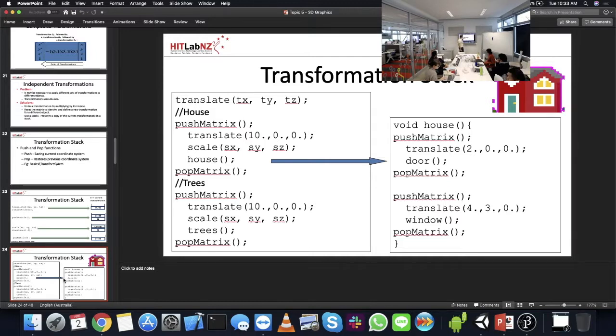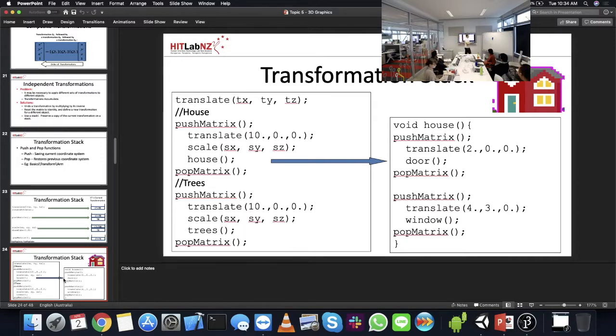In our house drawing method, we call push matrix to save the current position. Then we translate out by 2 units and draw this door, and then we call pop matrix. Then we call push matrix and move by 4 units and 3 units and draw this window, and call pop matrix. Because we have this push matrix and pop matrix, effectively we're saving the position before we draw the door, and then loading the previous position. That means anything we draw after the door isn't attached as part of the door.